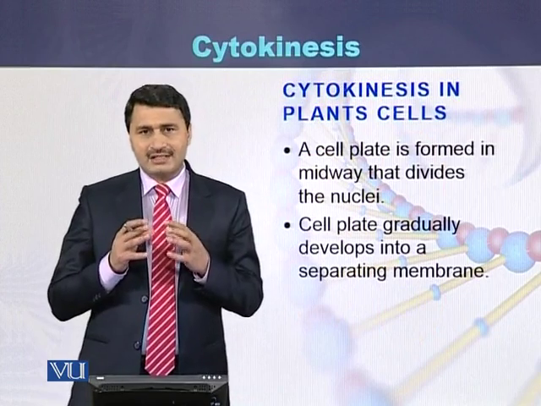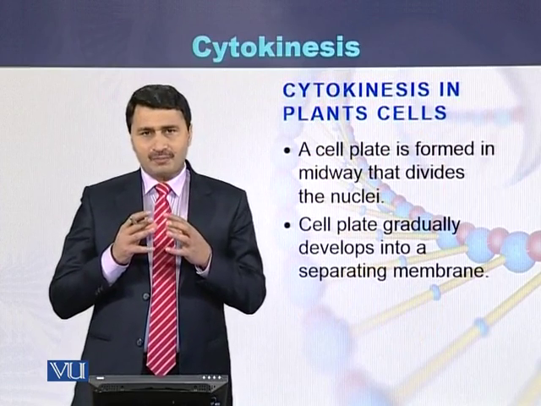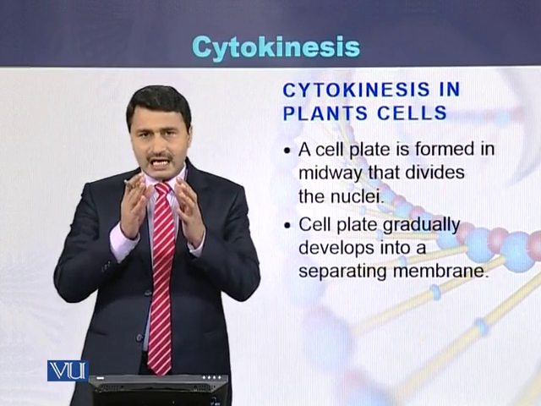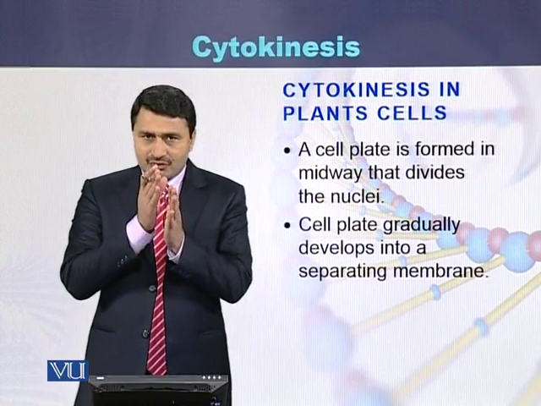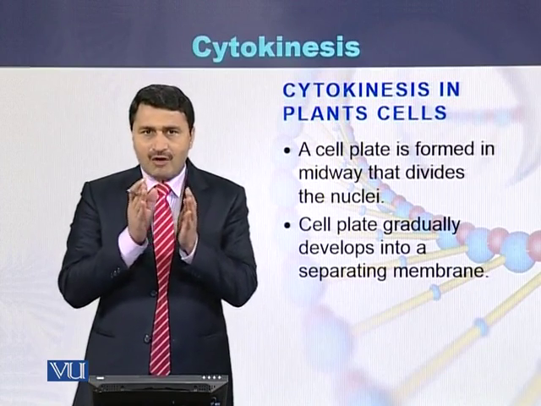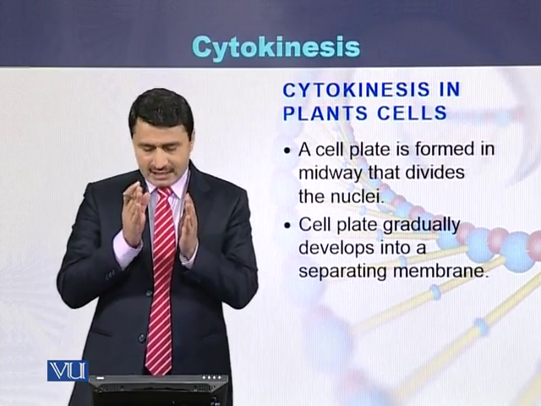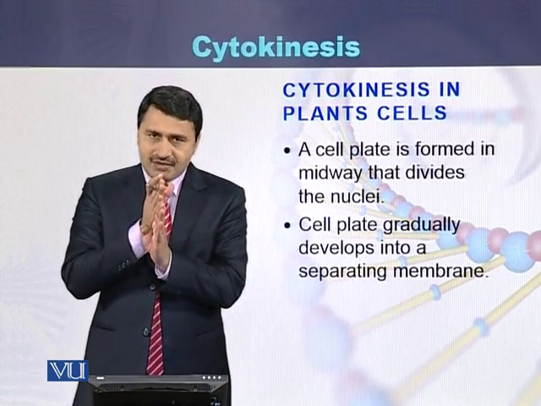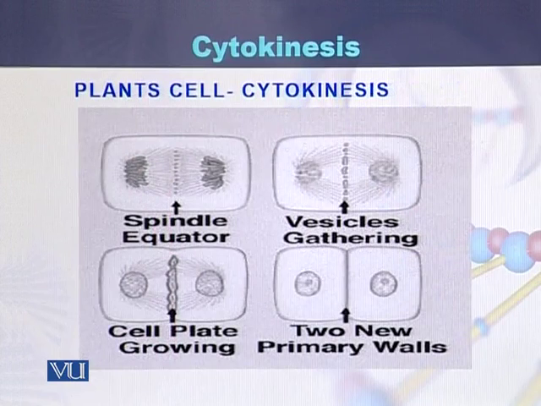Cytokinesis in plant cells. In case of plant cells, there is a plate which is formed in the middle of the cell. That plate is in the midway of the cell. In this diagram, we can see how a single plant cell is converted into two cells.